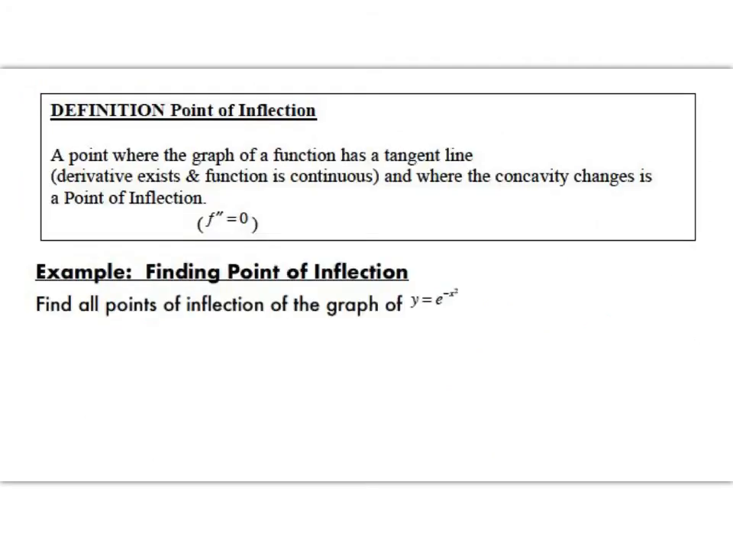Okay, now the big question sometimes becomes, what is this idea of a point of inflection? A point of inflection is where the function has a tangent line, but the concavity changes. Interesting. Okay, so the derivative exists and the function is continuous, and where the concavity changes.